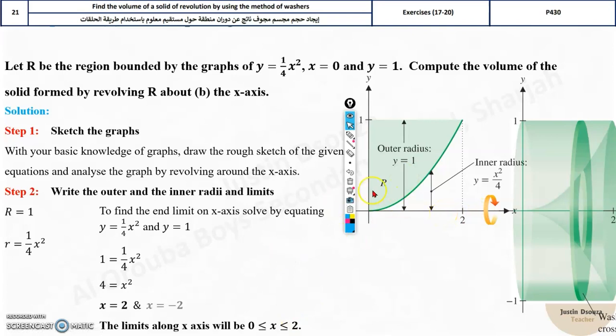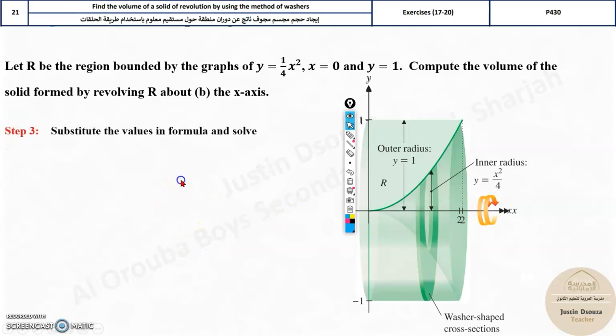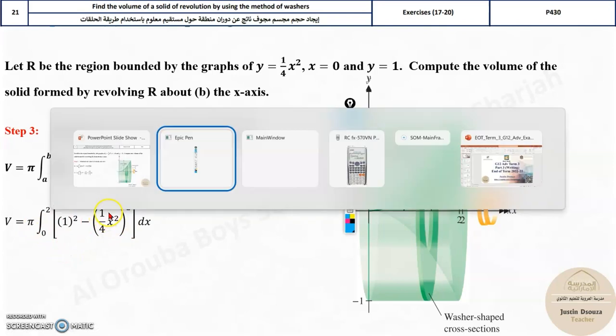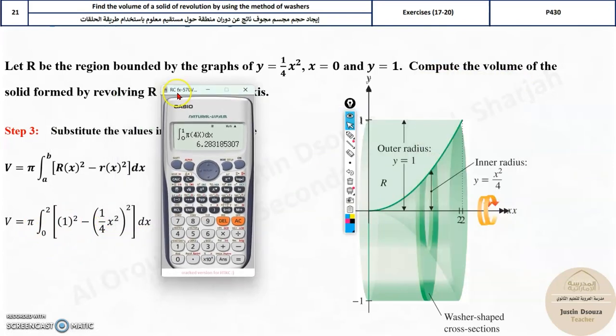Now it's not over. You need to write the formula and substitute, right? Now let's write the formula. From the limits a to b, in this case 0 to 2, capital R is the outer radius, 1, minus 1/4 x squared. So all you're doing is substituting this 1 squared, minus the inner radius, 1/4 x squared, the whole squared. Remember the formula also has a square, so it'll become square square. Now just put this in the calculator, you'll get the answer directly.